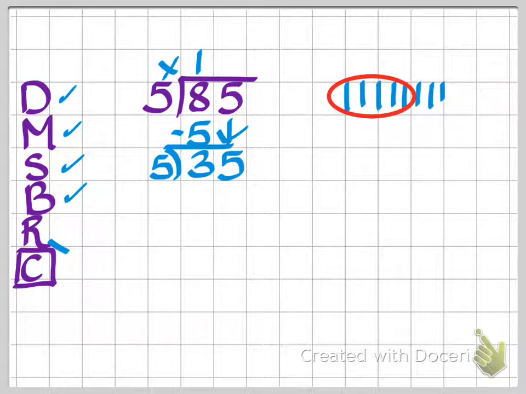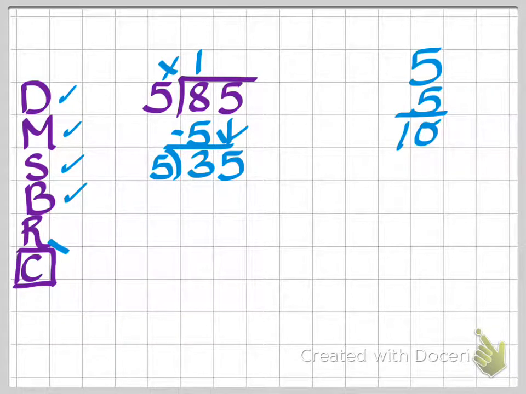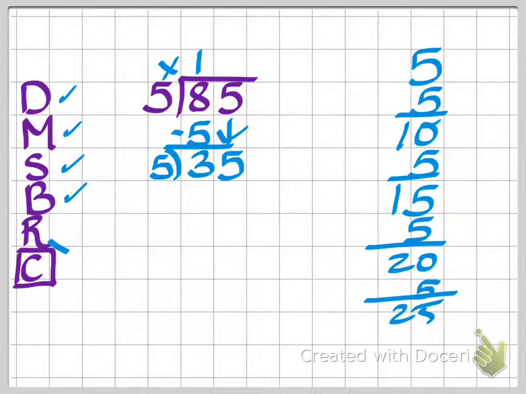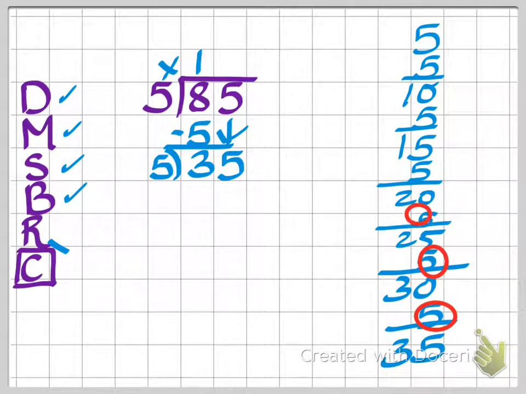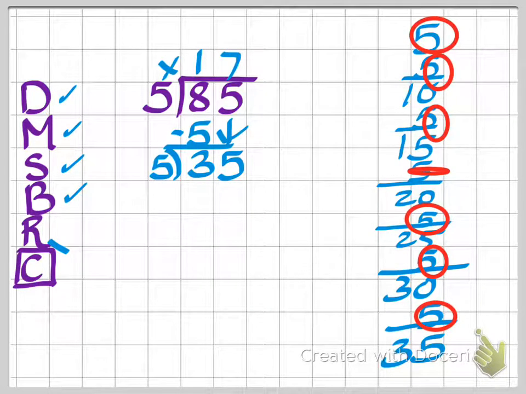Now, it would be very helpful if you knew your multiplication facts, but if you didn't, you can always do repeated addition up until 35. So 5 plus 5 is 10, add another 5 is 15, add another 5 is 20, another 5 is 25, another 5 is 30, and then another 5 is 35. And now we have to see how many 5s we have in 35. So you go ahead and count just the 5s that you actually added. So there's 1, 2, 3, 4, 5, 6, 7 5s. So how many times does 5 go into 35? That would be 7. So again, we divided, check.